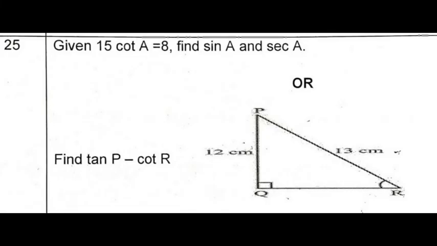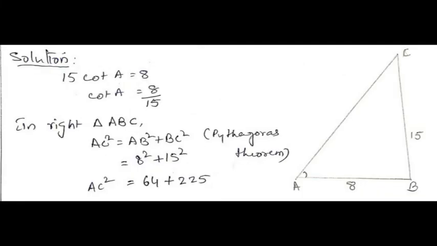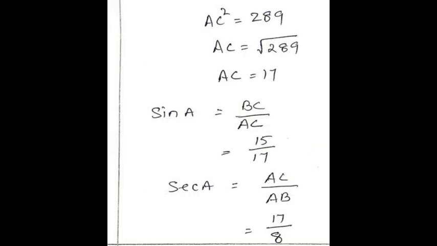Question 25. Given 15 cot A is equal to 8, find sin A and sec A. So cot A is equal to 8 by 15. Plot it on the triangle, and using the Pythagoras theorem, we can find side AC, and then sin A is equal to BC by AC and sec A is equal to AC by AB.